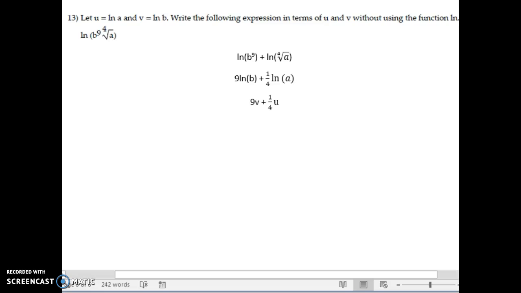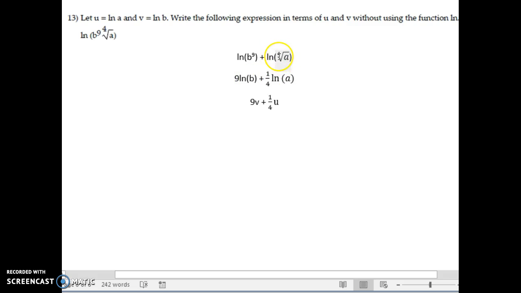So looking at problem 13, we have two values multiplied together. B to the 9th was multiplied by the 4th root of a. B to the 9th times the 4th root of a. So you can split that up and do a plus. And now, when you have the exponent in a logarithm, you can bring it down to the front. So you have 9 times ln b.